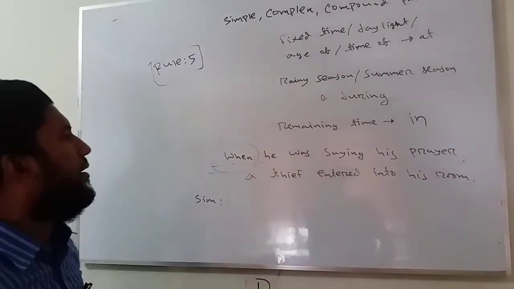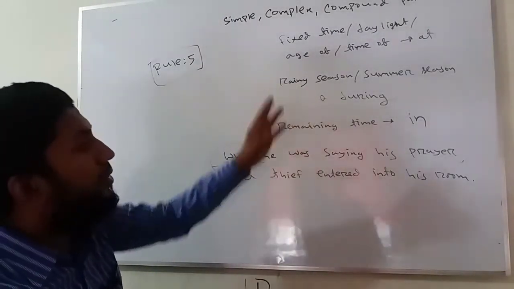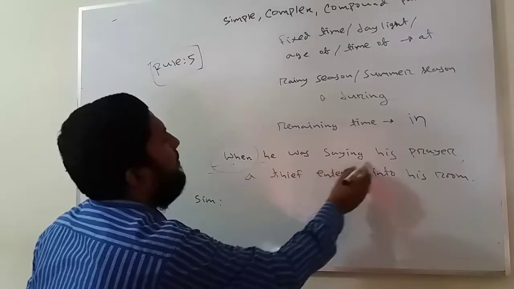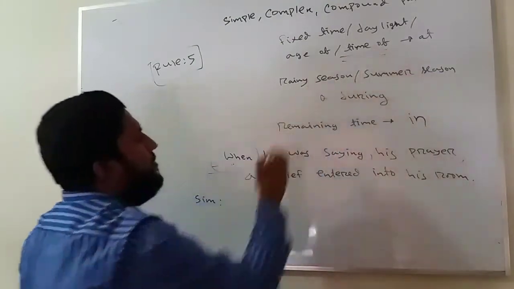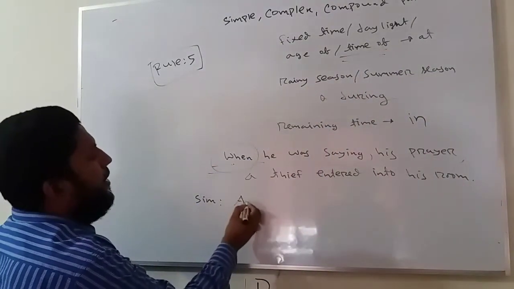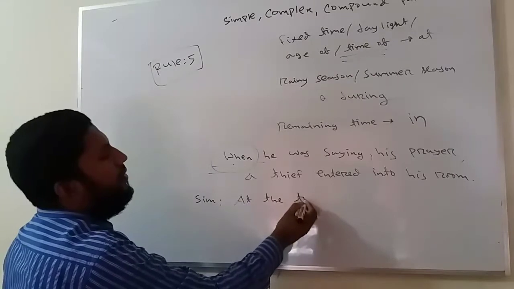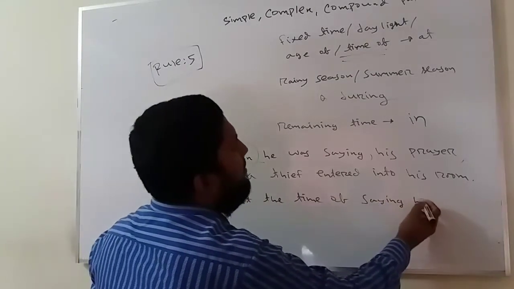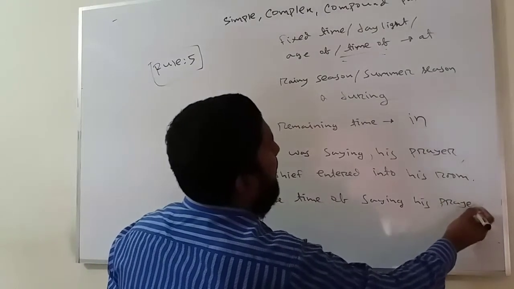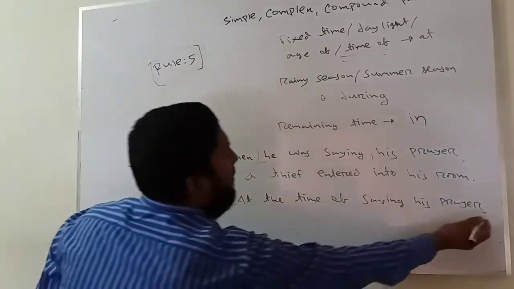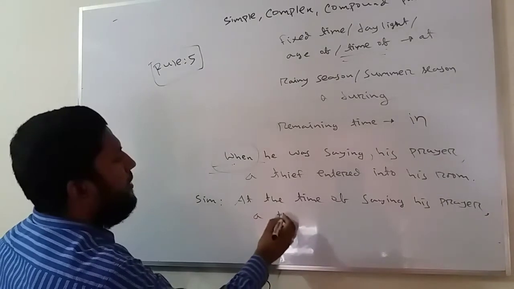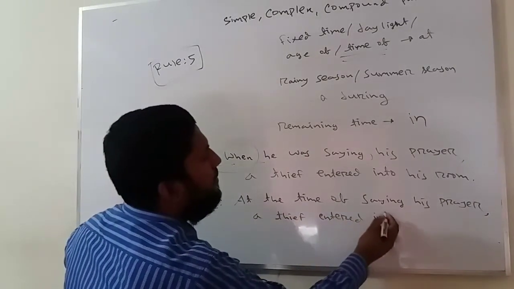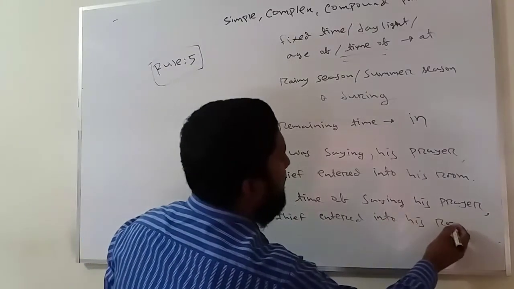When he is saying his prayer, then you will have to use at or in or during. What will you use here? This is the time. This is the time of. So you can use at the time of saying his prayer, put comma, a thief entered into his room.